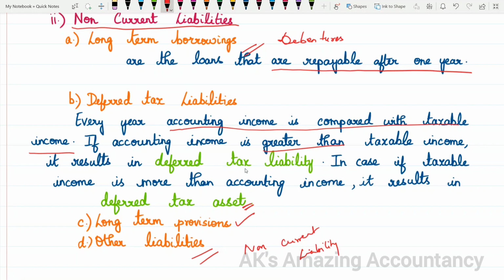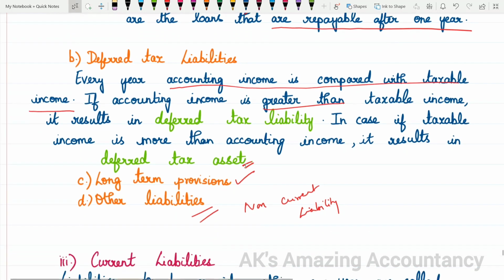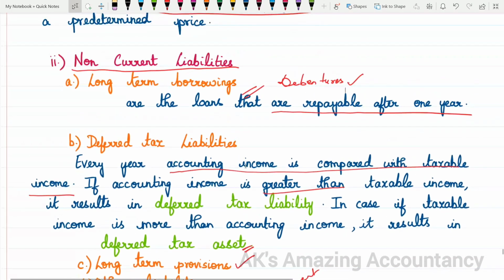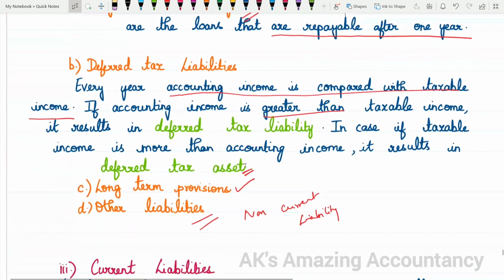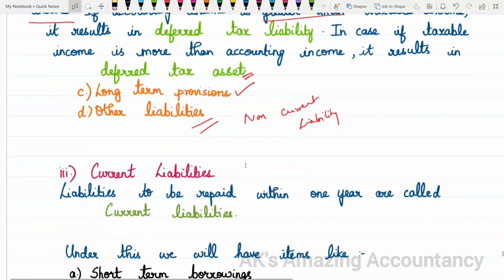As I told you already, in most of the problems, very commonly you will be having this item, that is debentures. So that you will be recording in the balance sheet. Whatever you get here, that amount will be taken to the balance sheet.